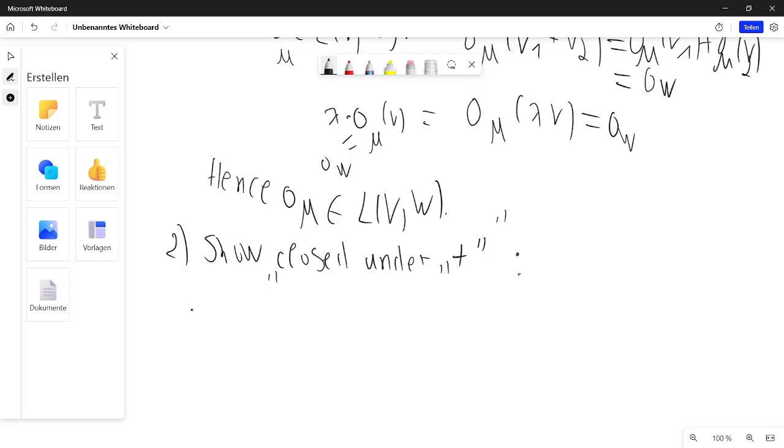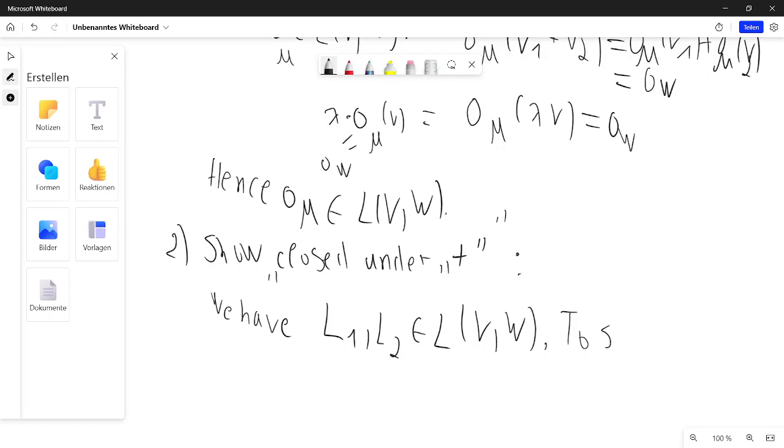Well, we just take L1, L2. Now let me write it properly, because that might be confusing in the beginning. We have L1, L2. So we take any L1, L2 from the space to show L1 plus L2 defined as always pointwise. That is how we define operations.